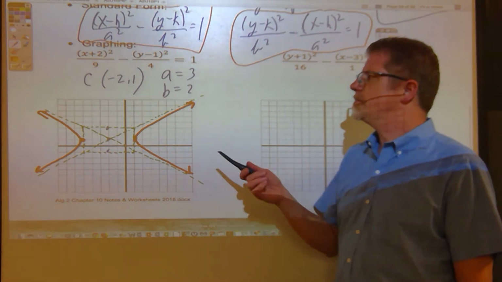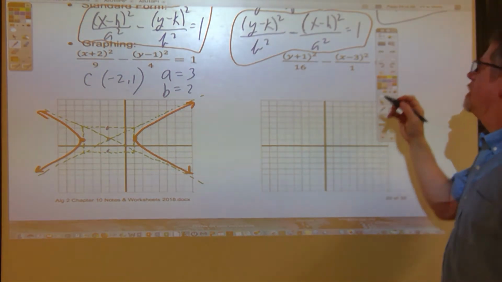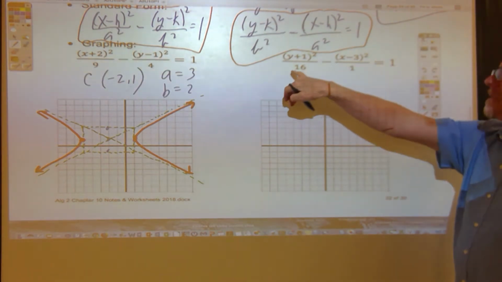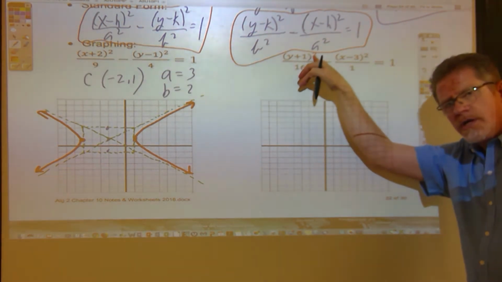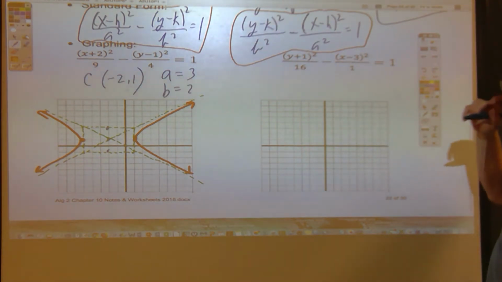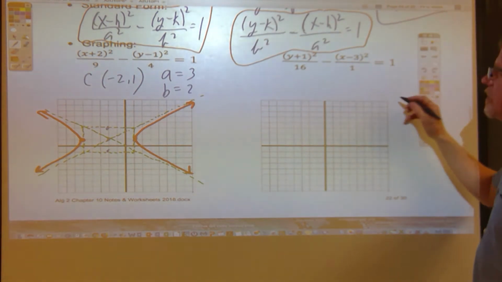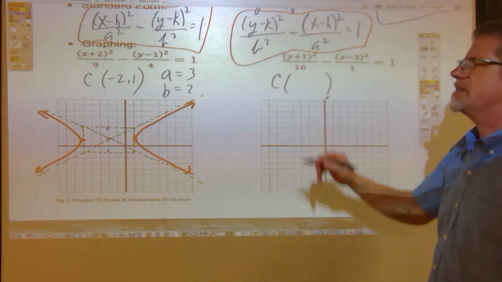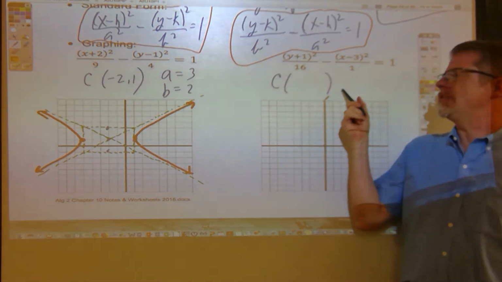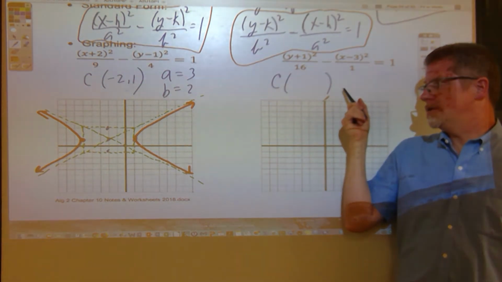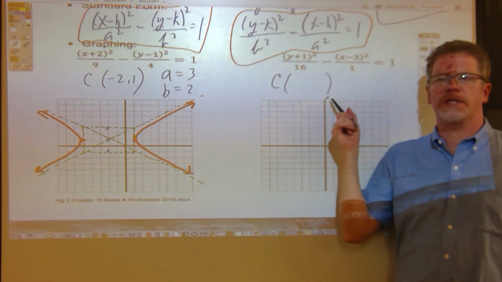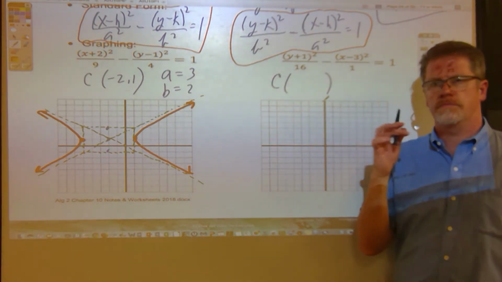So let's do our first example of a y hyperbola. And again, I know it's a y hyperbola because the y squared term is positive. Here, the x squared term is negative. So let's go to this and try to figure out where the center is. In this example, this is a y hyperbola. What are the coordinates of the center? Let's go with Amani.